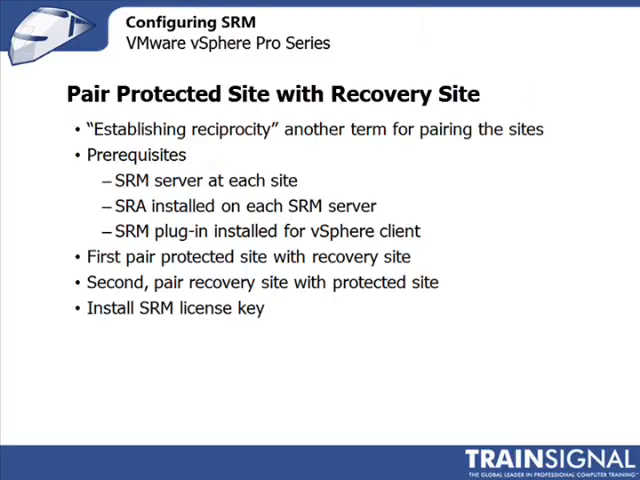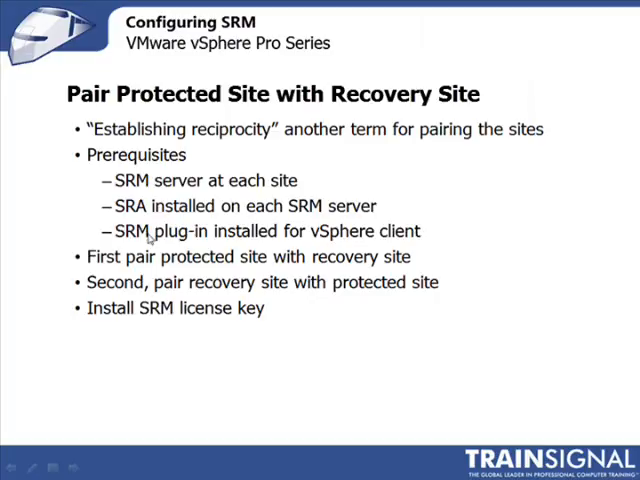We are now ready to pair the protected site with the recovery site, or as it is also called, establishing reciprocity between the sites. But first, it's a good idea to review that we have our prerequisites covered. You'll want to make sure that the SRM server has been installed at each site. We'll also want to make sure that the SRA is installed on each SRM server as well. Again, that's the piece that allows the SRM server to talk to the supported storage replication.